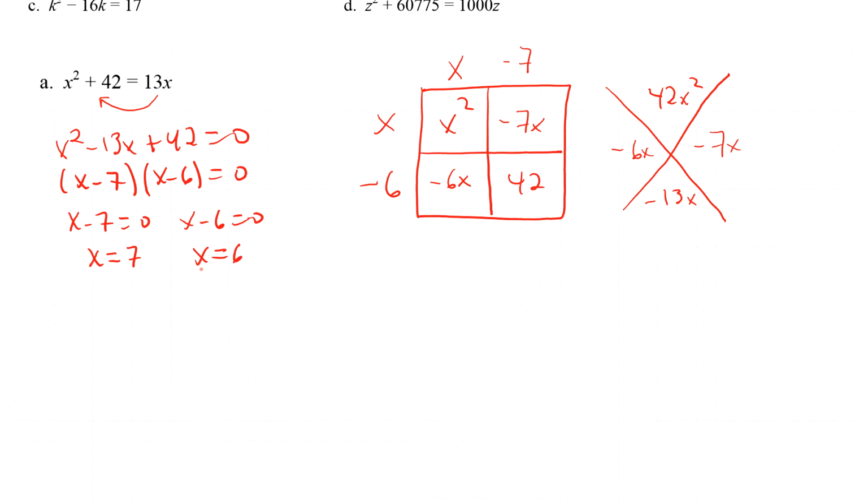So our two solutions are 6 and 7, and that is going to be where we cross the x-axis. Oops, that's not right. Let me try that again. If I have my quadratic and I graph it and I do everything right, this would be 7 and this would be 6. It's where it's crossing the x-axis.